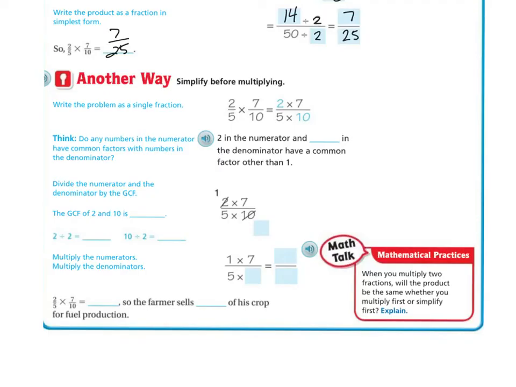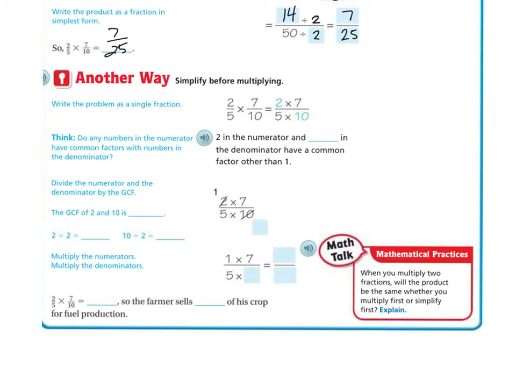So another way is that you can write the problem as a single fraction. So as you can see here, they have our 2/5 times 7/10. So what they did is they just wrote 2 times 7 on the top and 5 times 10 on the bottom. So the two numbers in the numerator and the denominator, you want to ask yourself, do they have any factors in common? And they do. They have the 10, right? They have a common factor other than 1.